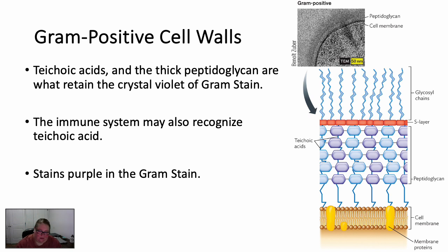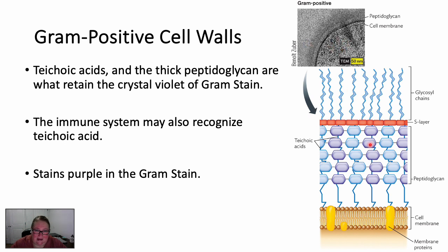Okay, so the easiest way, of course, to tell a gram-positive and a gram-negative apart is just to use microscopy, right? Use the gram stain. Gram-positives are going to be purple because of the crystal violet that's trapped in their peptidoglycan layers. Gram-negatives are going to be pink because they don't trap the crystal violet.